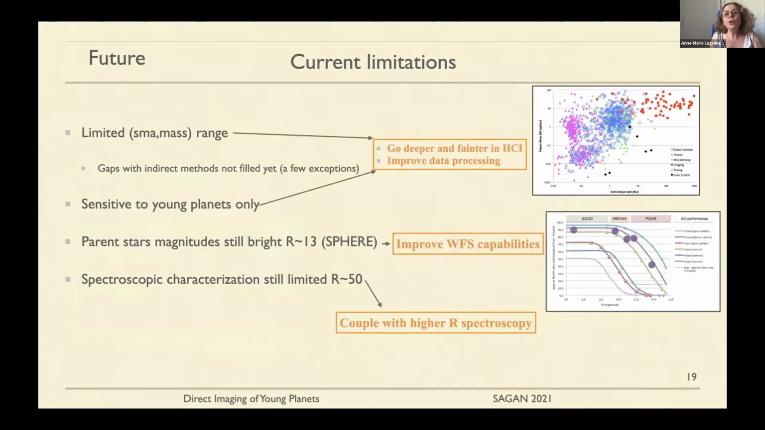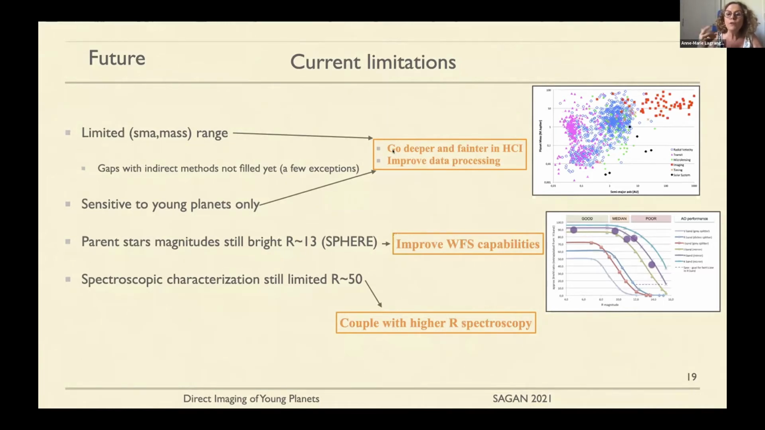Current limitation of today's high contrast imaging: we are still limited in terms of semi-major axis and mass range in the detection capability that you see here. We are sensitive also to young planets only. So if we want to do better, we have to be sensitive to lighter planets, and we have to be sensitive to planets closer to the star. And I remind you here that we are comparing very young planets to old planets. So we always have to be cautious when we look at this type of diagram.